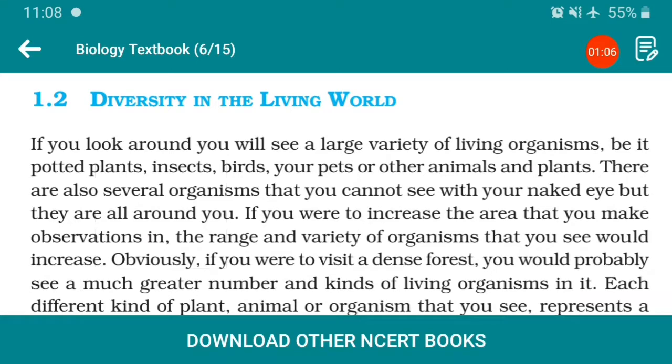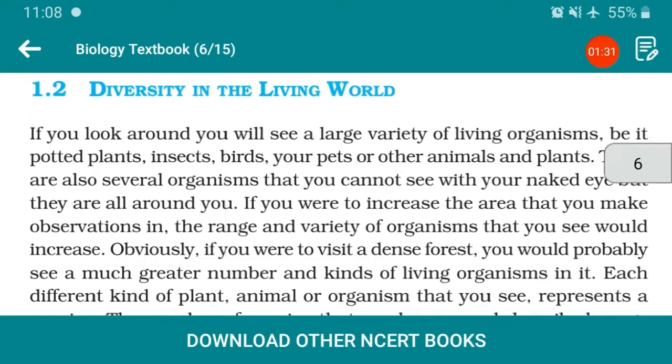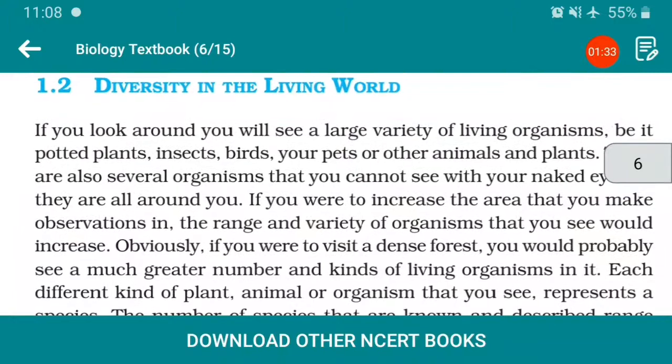First of all, we should know what is diversity. Diversity is a variety of living things or non-living things on the earth. So if you look around you, you will find a large variety of living organisms. There may be plants, insects, birds, even pets, even small microorganisms. So they are considered to have a big diversity.